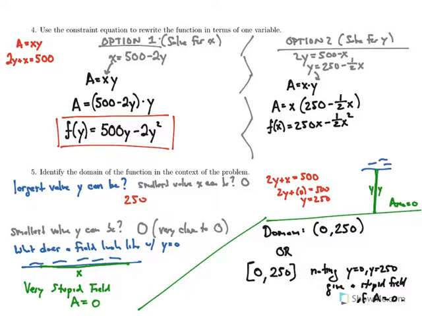Now, I think if it didn't matter if I had closed or open domains, I would pick parentheses 0 to 250. That's a little bit nicer to deal with. But since it really is nicer to have a closed and bounded domain, it is going to be much nicer to do bracket 0 to bracket 250. We can use the extreme value theorem now. So let's now use our function and our domain and now answer the question.